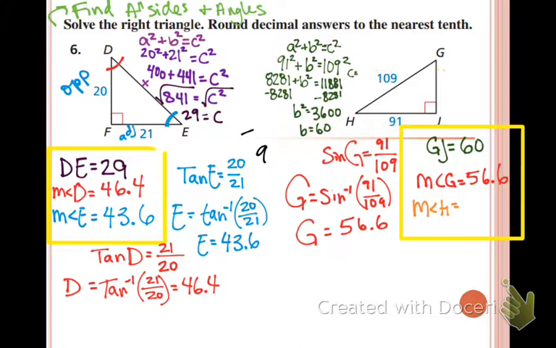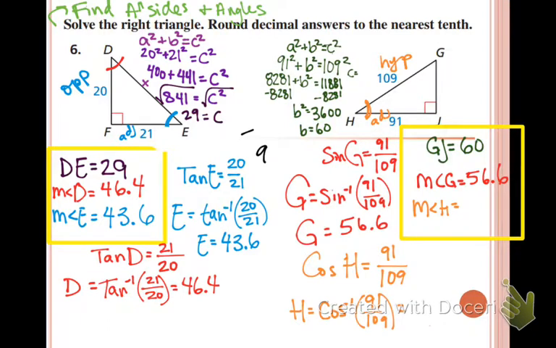All right, and then from angle H, will 109 stop being my hypotenuse? No. What will 91 become? Adjacent. So which trig ratio is that? Cosine. Cosine of H equals the adjacent, 91, over the hypotenuse, 109. Use the inverse, shift cosine of 91 over 109, and now we get 33.4. We did it.